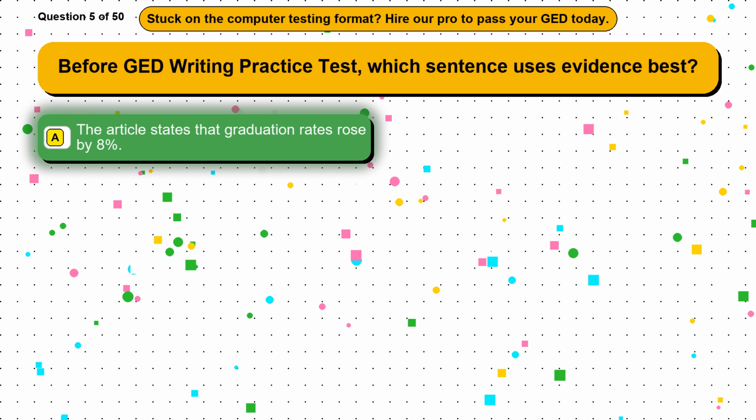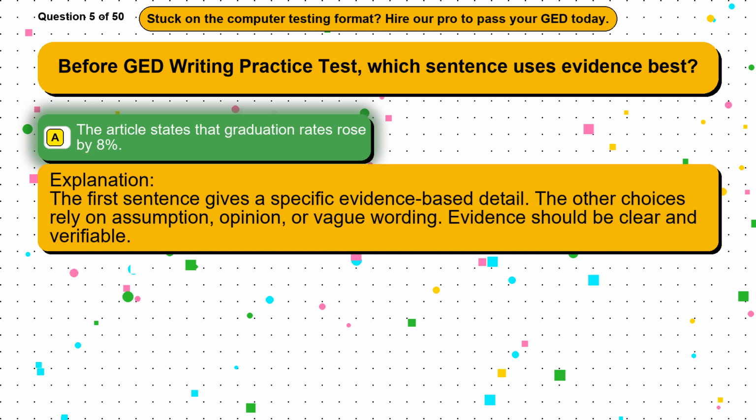The article states that graduation rates rose by 8%. The first sentence gives a specific evidence-based detail. The other choices rely on assumption, opinion, or vague wording. Evidence should be clear and verifiable.